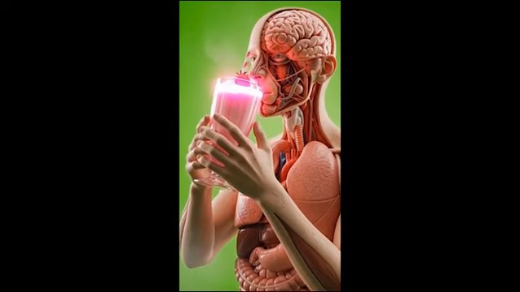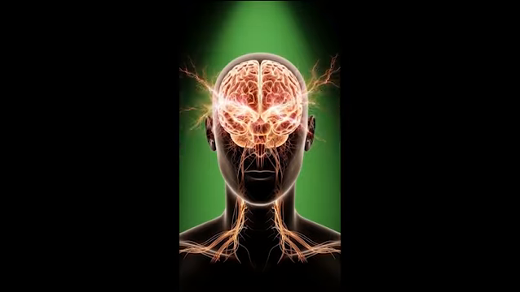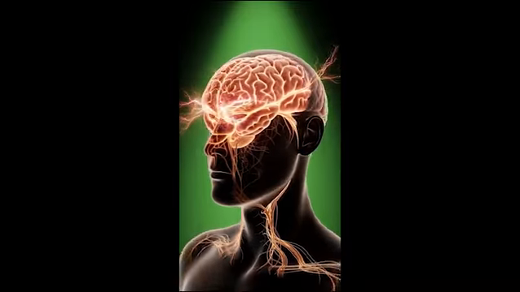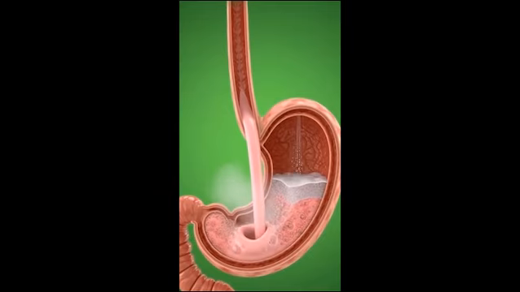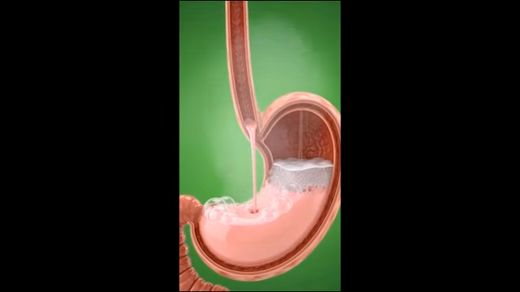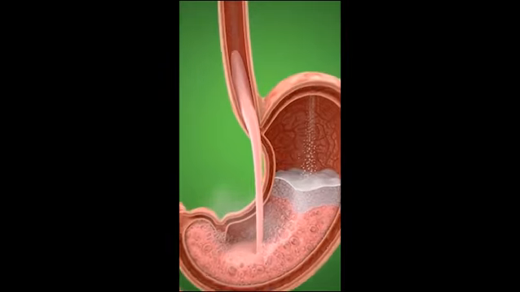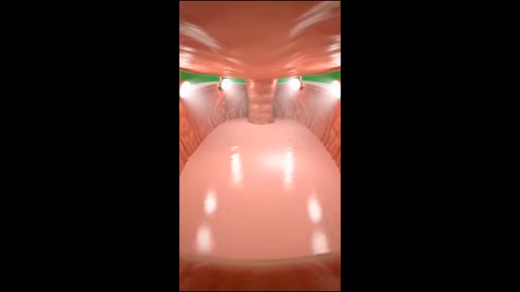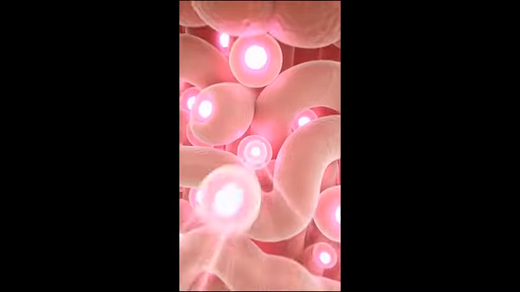But first, look at the quality of what we're making today. Every sip of a strawberry milkshake begins an incredible journey inside the human body. As the creamy blend enters the mouth, the brain instantly reacts, triggering pleasure signals and anticipation. The milkshake flows down into the stomach, where acids and enzymes begin breaking it apart, separating sugars, fats, and proteins. Deep within the intestines, microscopic structures extract glowing nutrients.